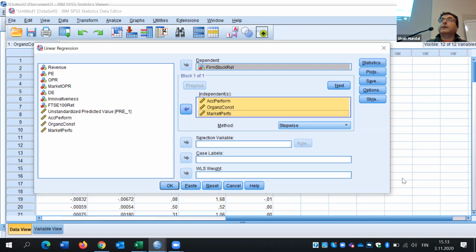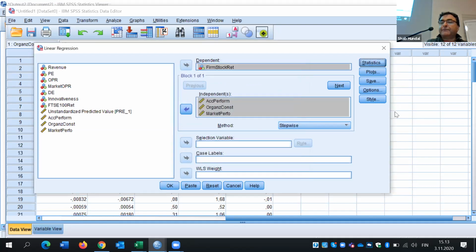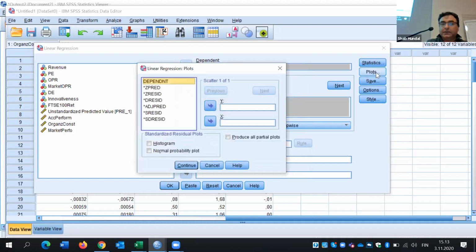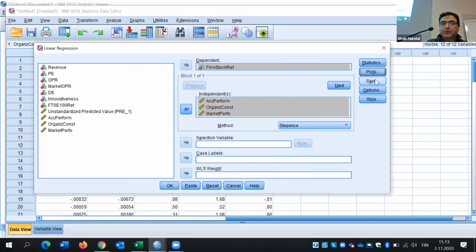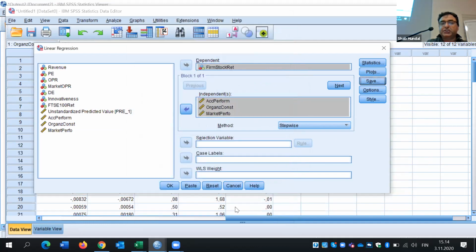Right? Okay. So we are not using the original variables, we are using the constructs. And statistics, estimate, confidence level, collinearity, Durbin-Watson, they should be as before, model fit. I think we don't have to do anything here, and the plots, no, we do nothing here. Save, we still have the unstandardized value, it's fine, no problem. Nothing, I don't think we need to make any change, and let's click OK.